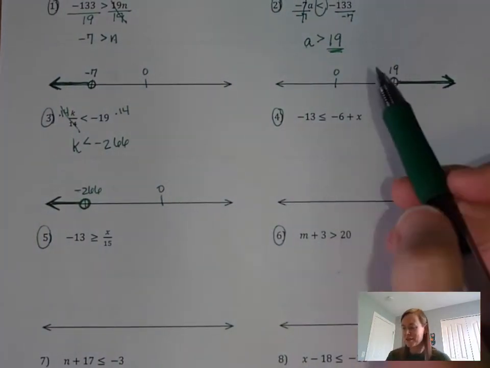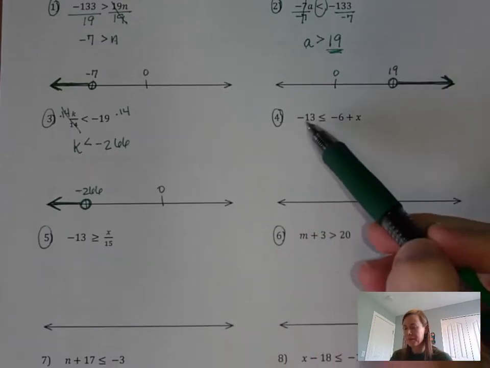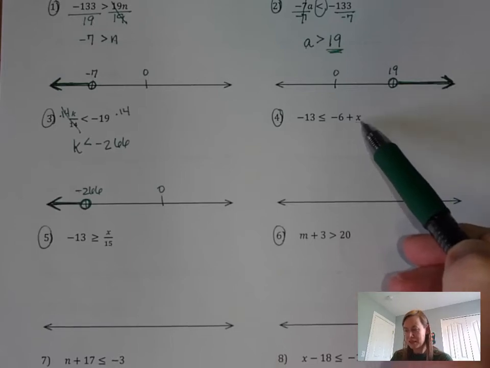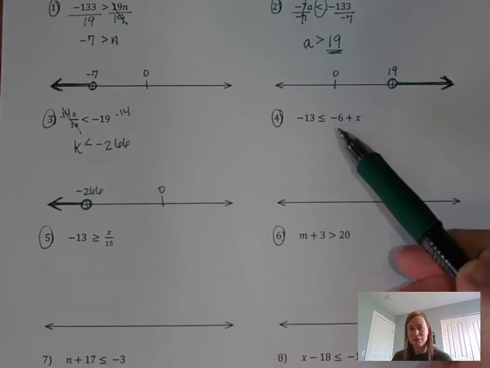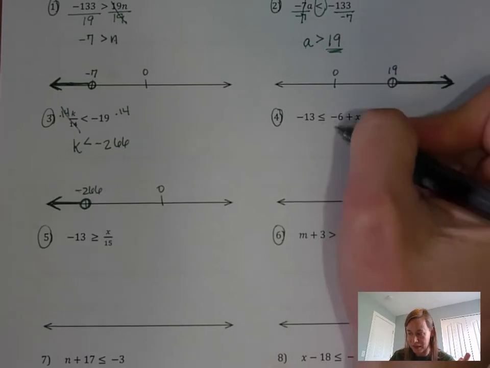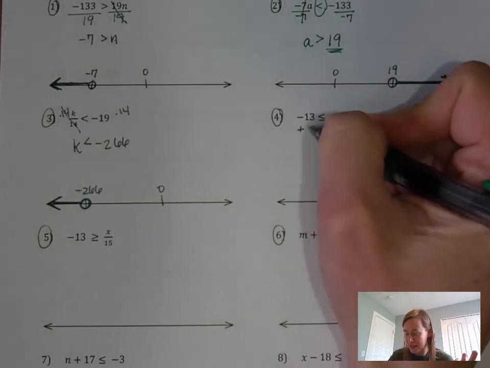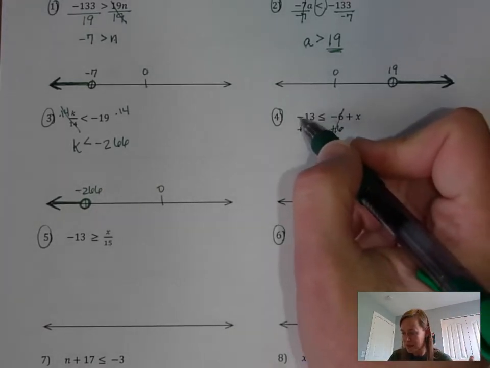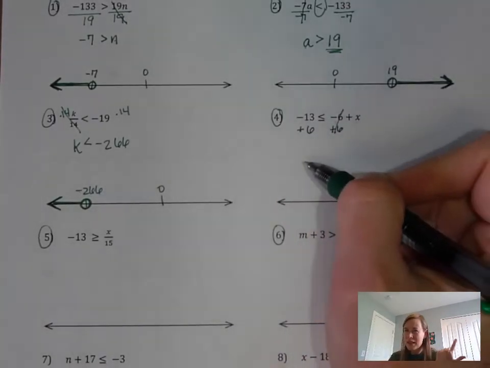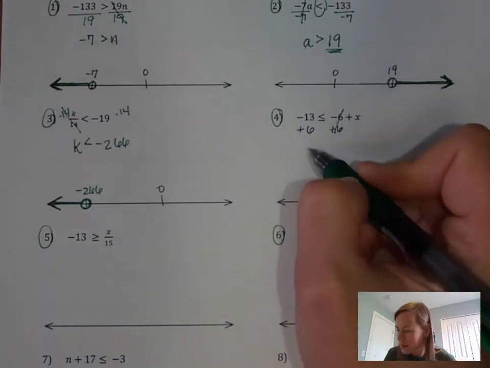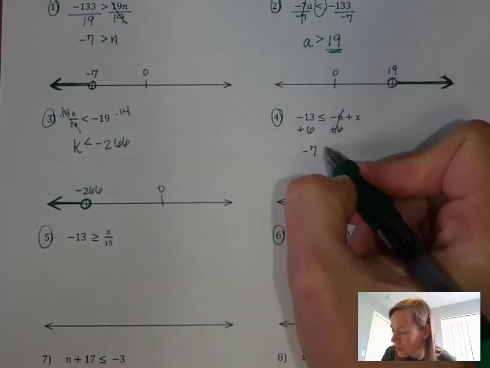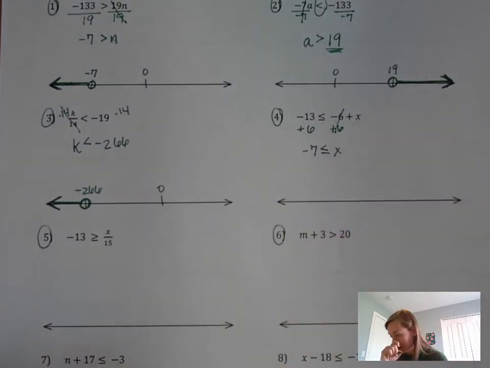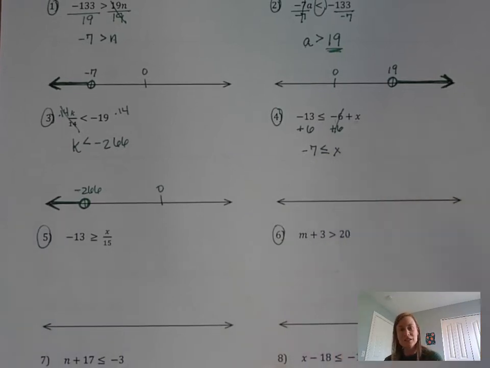Okay, let's do the next three now. Let's do number 4. Negative 13 is less than or equal to negative 6 plus x. We need that x by itself, so we've got to get rid of that negative 6. We're going to do the opposite of negative 6, which is plus 6, and make sure we add 6 to both sides. So that's going to go to 0. I'm left with negative 13 plus 6, different signs, subtract, negative 7. And then this goes to 0, and I just have x there. So I have negative 7 is less than or equal to x.